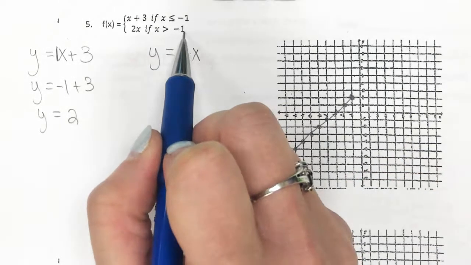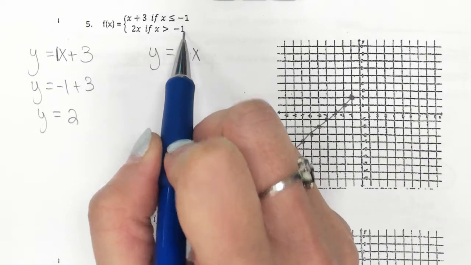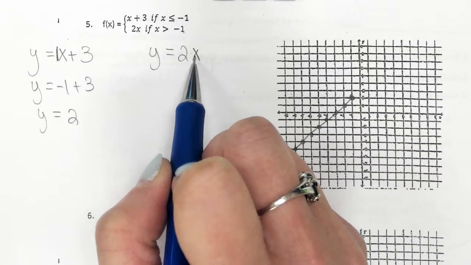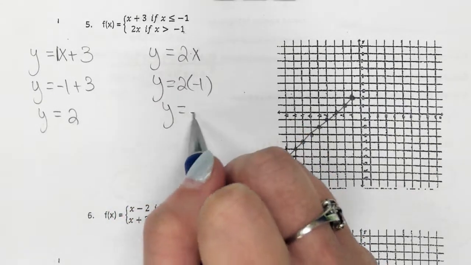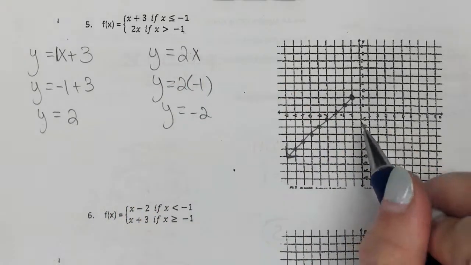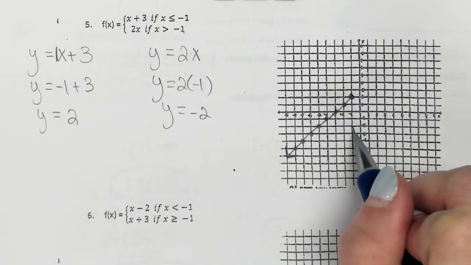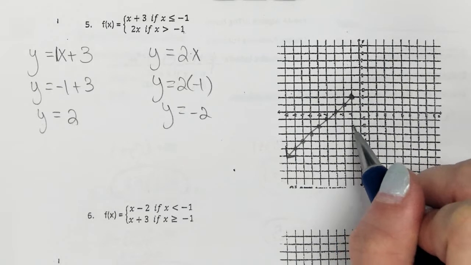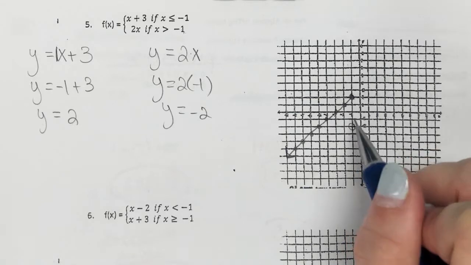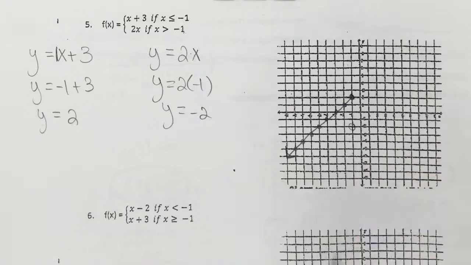Alright, plug it in. Try to see if you can start doing it in your head. What would your y value be here? Negative 2, okay? So your x value is negative 1. Your y value is negative 2. Open circle or closed circle? Open. You see how those dots line up? They're supposed to. If they don't line up, you did something wrong.